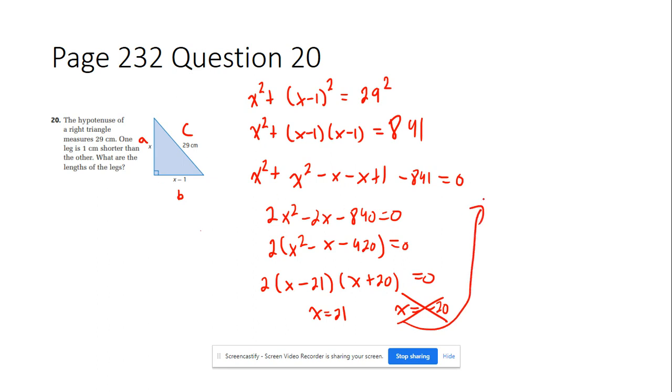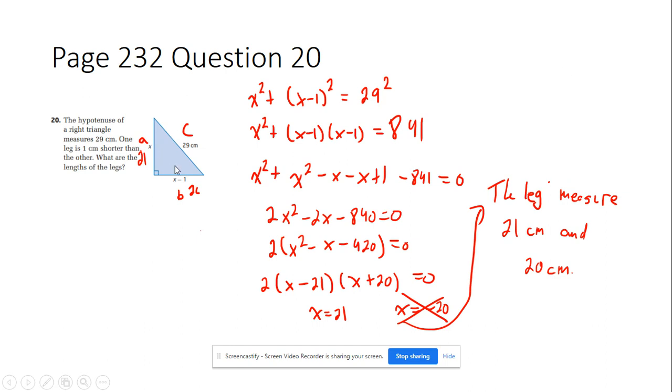What are the lengths of the legs? Okay, so if x equals 21, this is going to be 21, and this is going to be 21 minus 1, which is 20. So the legs measure 21 centimeters and 20 centimeters. All right, so that's how this guy's going to work over here.